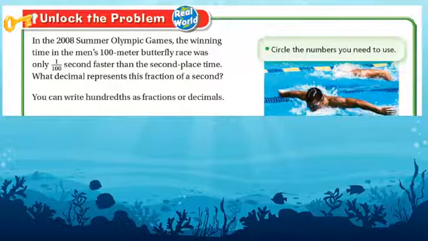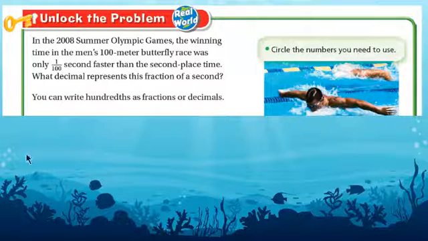Now I'm going to read it aloud. In the 2008 Summer Olympic Games, the winning time in the men's 100-meter butterfly race was only 1/100th of a second faster than the second place time. My goodness. So that means they were just close by 1/100th of a second. What decimal represents this fraction of a second?